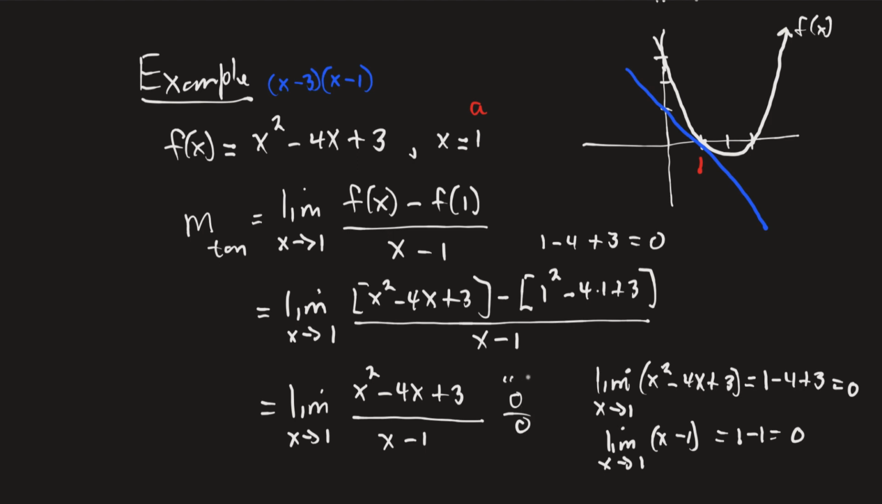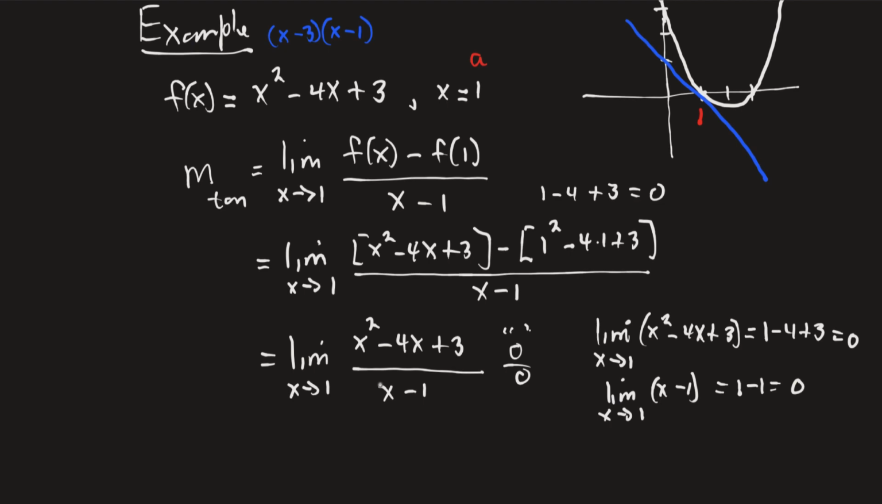Does it mean that we stop? No, it means we don't know. The 0 over 0 doesn't mean anything. Writing indeterminate as an answer is basically saying, I don't know. Well, how do we know? What can we do to make our answer well defined?